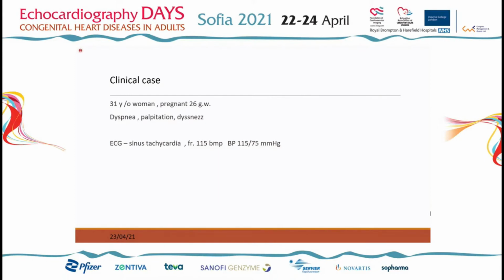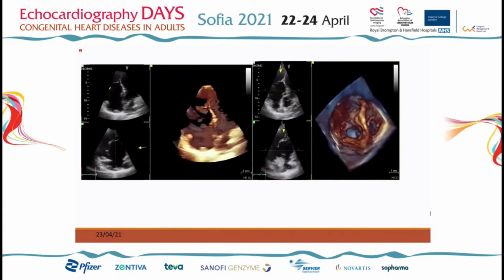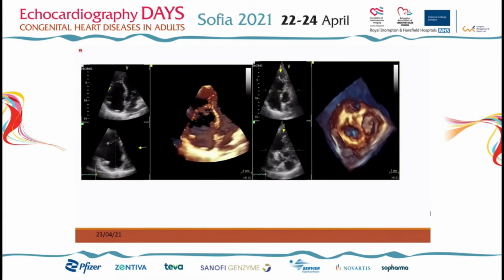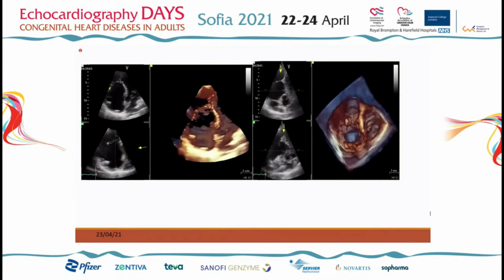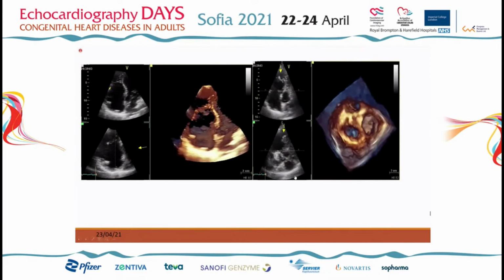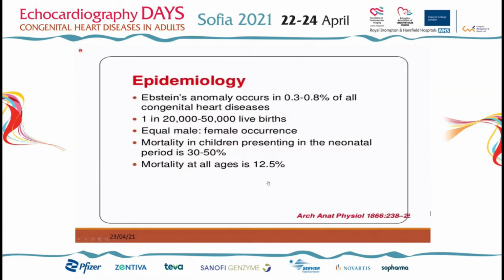She came with dyspnea, palpitation, and dizziness. On the ECG, we had sinus tachycardia around 115 and a normal blood pressure. This is the echo that we performed on this lady, but it was unsuspected because she had never been to a cardiology department and never visited her doctor. So we found Ebstein anomaly for the first time.